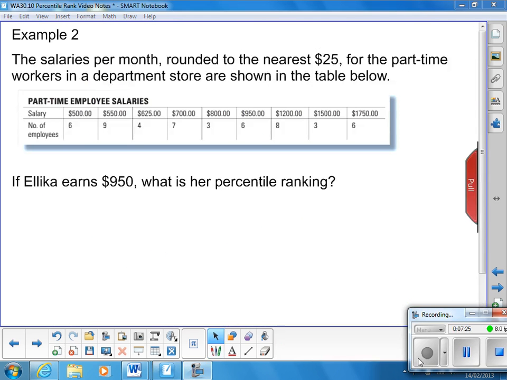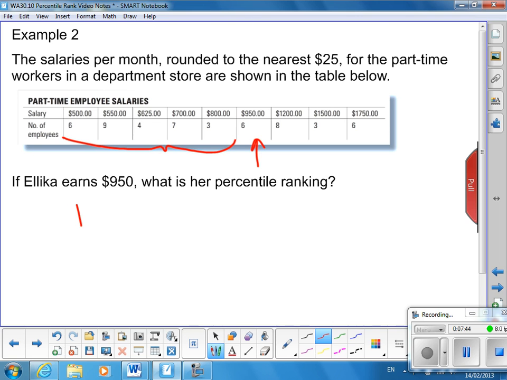Example 2. The salaries per month, rounded to the nearest $25, for the part-time workers in a department store are shown in the table below. If Alika earns $950, what is her percentile rank? Well, she is in this category, so we want to know how many people are below her.